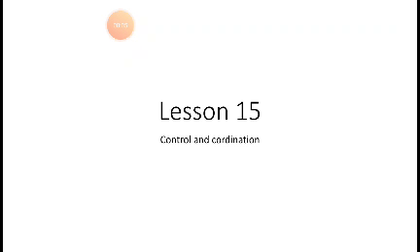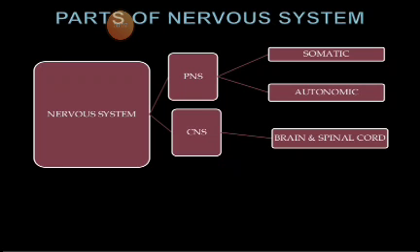Lesson number 15. Control and coordination. So in our earlier lecture we have studied and discussed the parts of the brain: cerebrum, cerebellum, medulla oblongata and the spinal cord. Today we will see how the nervous system is divided into different parts for bringing about the control and coordination in the body.